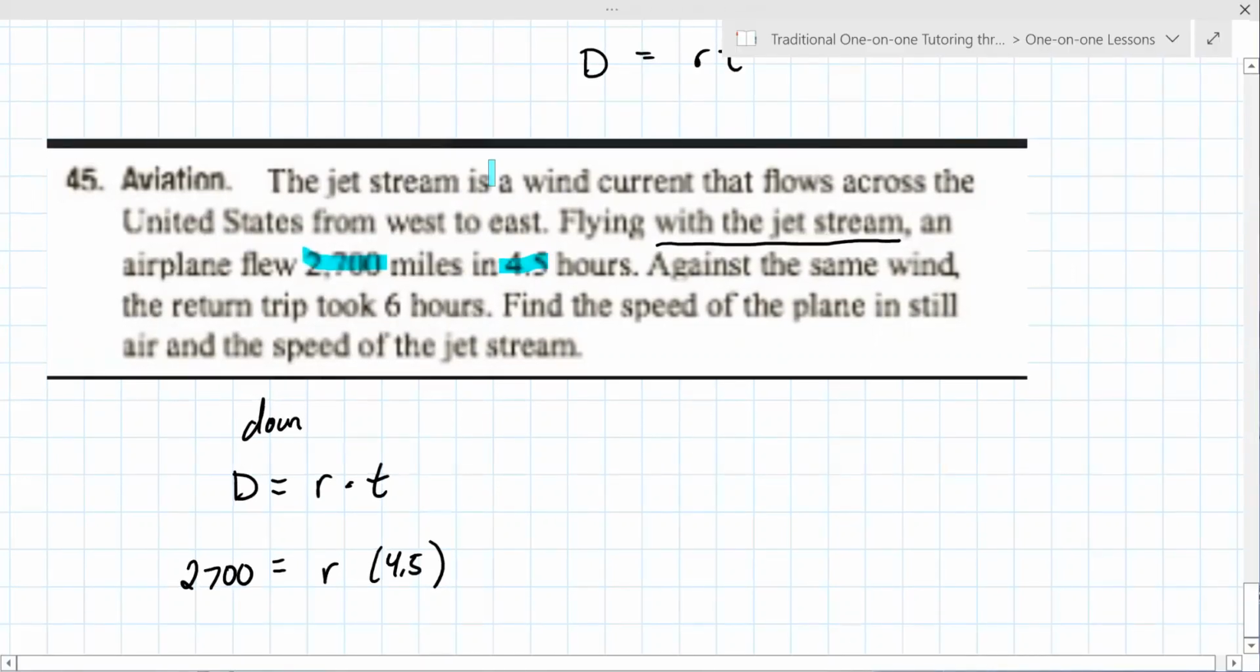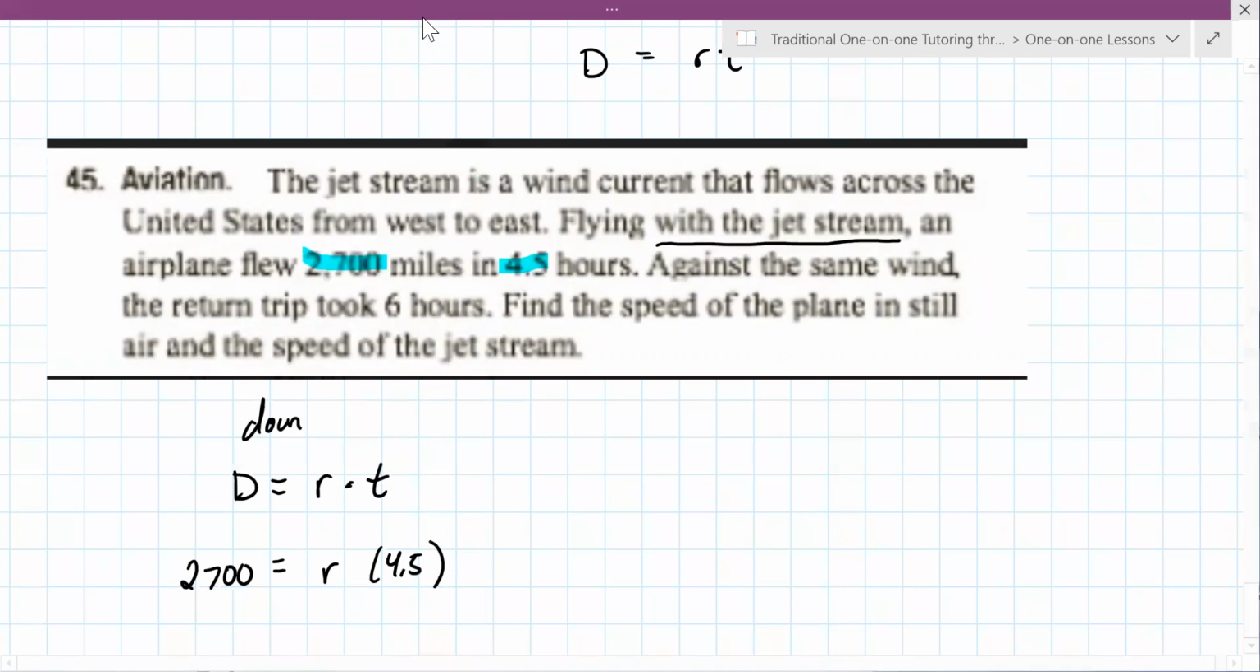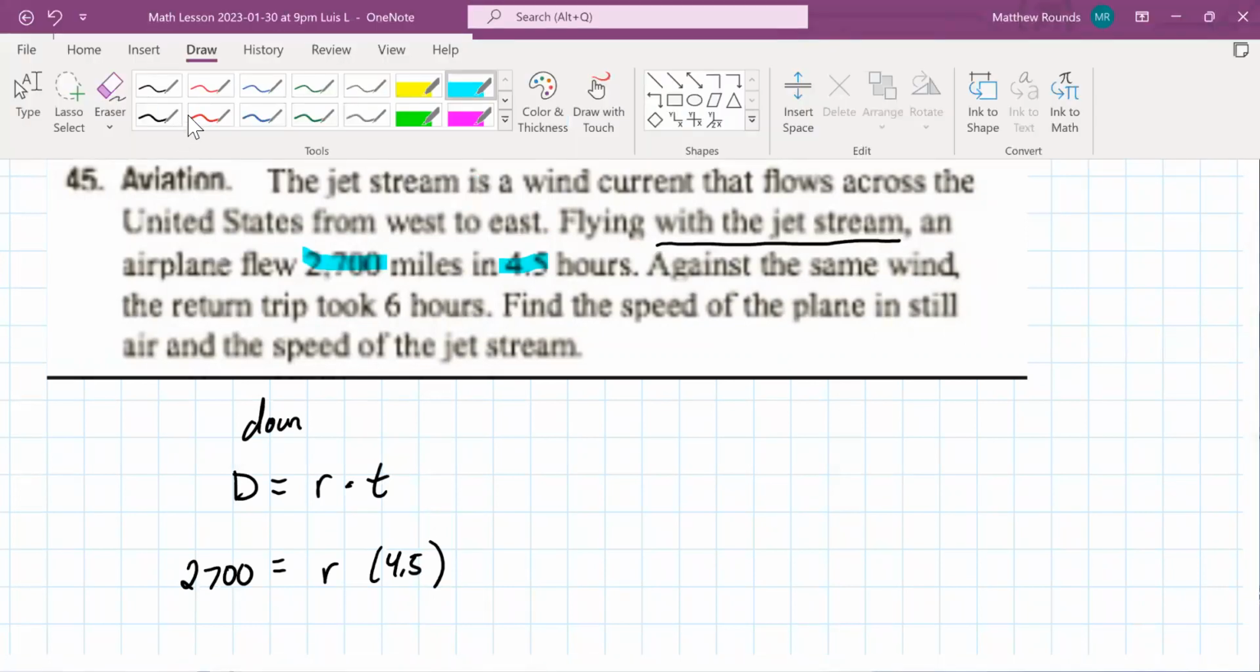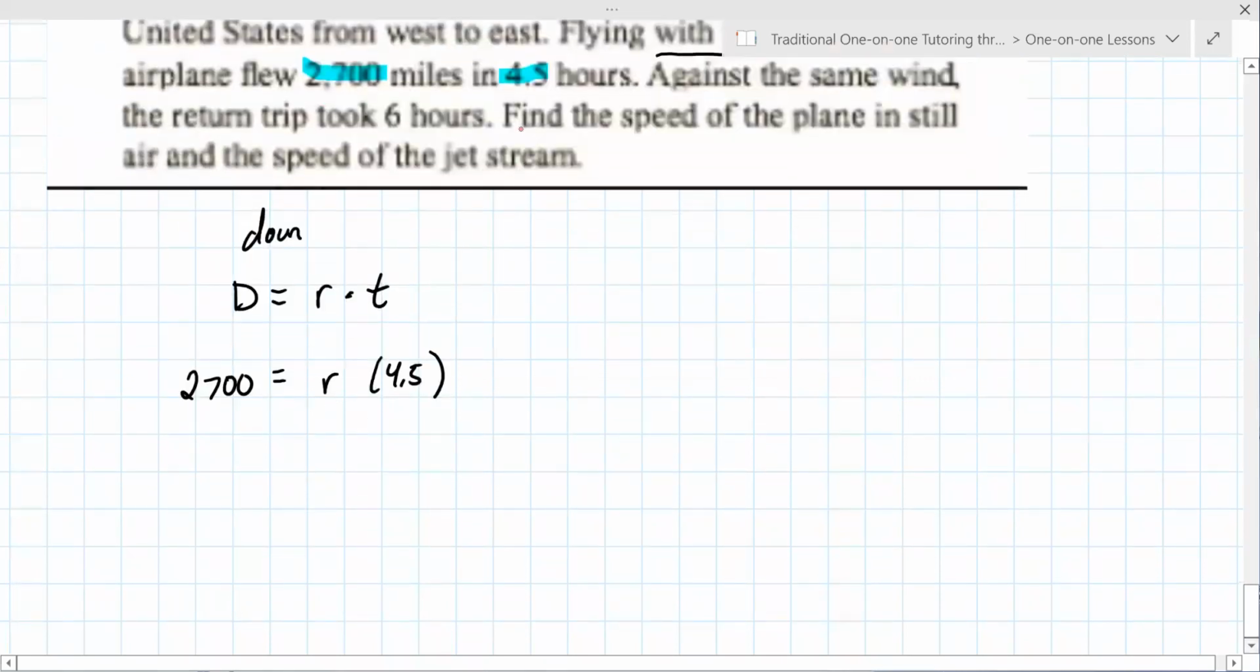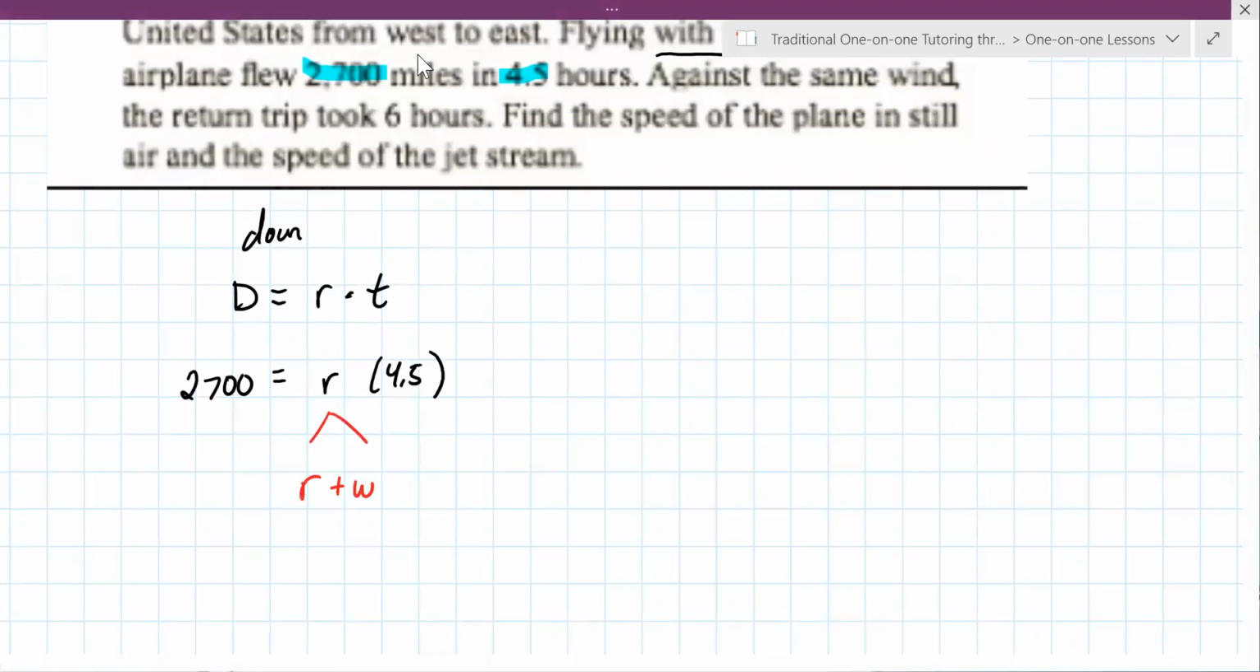Yes. Now, we have to talk about the rate. This is the part you're not going to like because this is new. What is the rate again? Well, it's like if you're getting in your car, you're driving at a certain speed. So downwind, it's really the following. It's R plus the wind. R plus W.